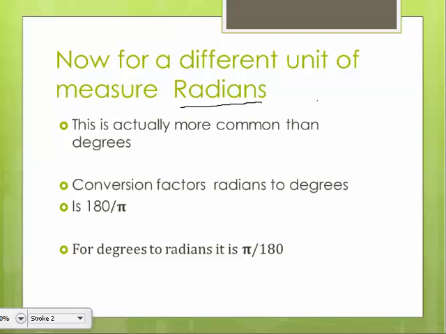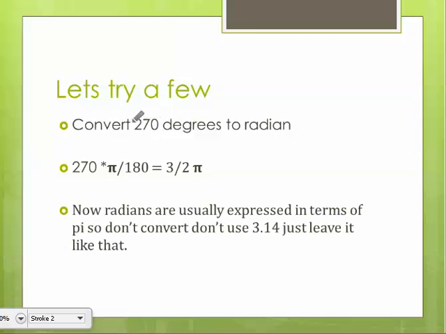But let's do a couple of conversions on our own. If we wanted to convert 270 degrees to radians, we would simply multiply it times pi over 180. And this turns out to be 3 over 2 pi. Now, radians are usually expressed in terms of pi. Don't put 3.14 in there and multiply it out. Leave it just like this. You would say 3 over 2 pi radians. And that's the way you would leave it. You don't have to make any other changes on it other than that.